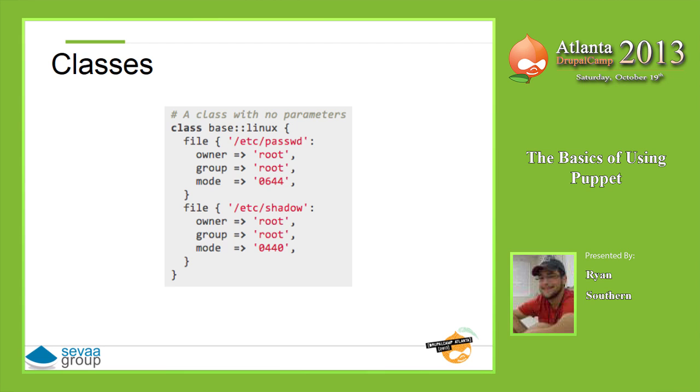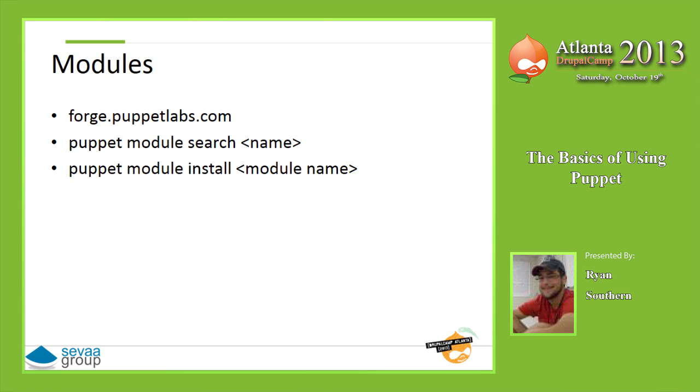And with the classes, you can also put multiple resources. So if you're managing, for instance, users' SSH files, you could manage every single user's authorized keys or SSH config, and manage all of that within one class. And the modules, they can be found on Puppet Forge. The URL is forge.puppetlabs.com. Or if you have Puppet installed, you can search from Puppet.